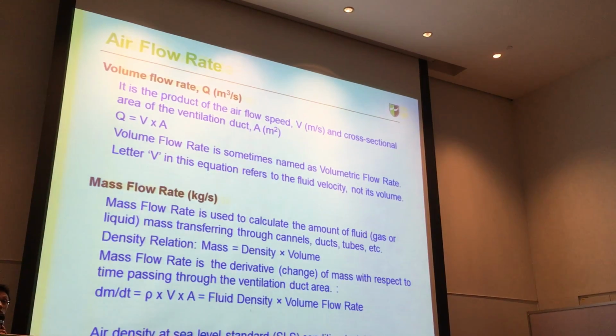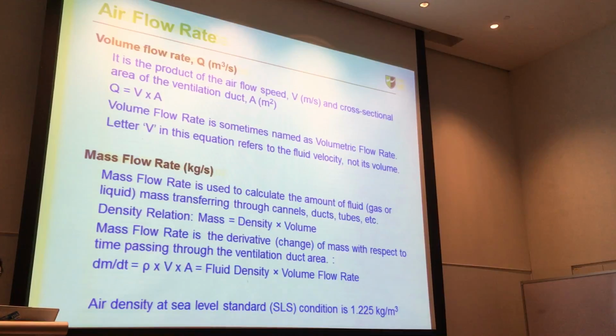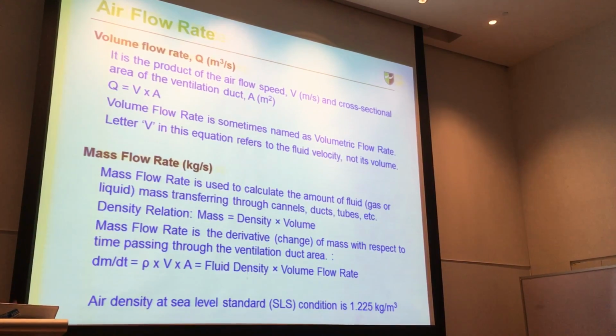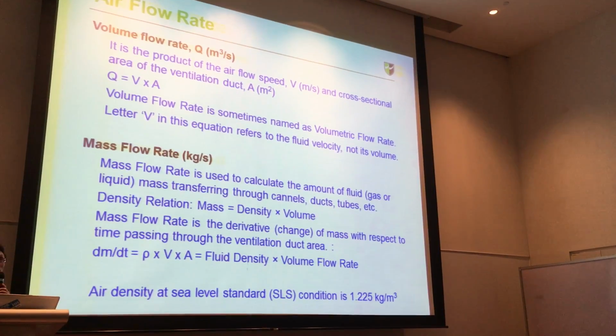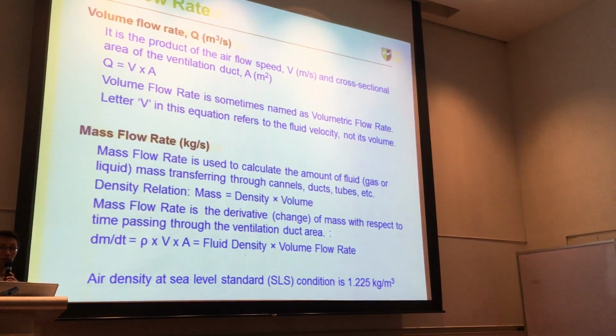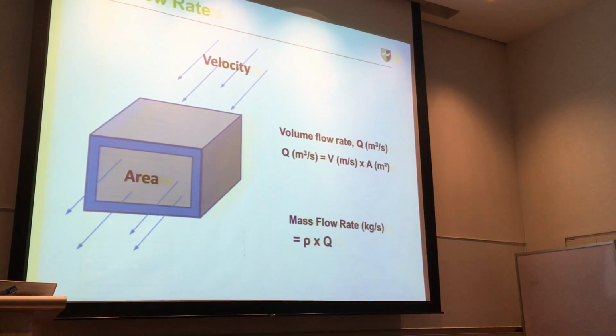Mass flow rate is basically volume flow rate times the density of what is inside. If it's nitrogen, then it's the density of nitrogen. If it's air, it's the density of air. If you are using fluids, then it's the density of that fluid. That's it. A pictorial demonstration of what it's about.